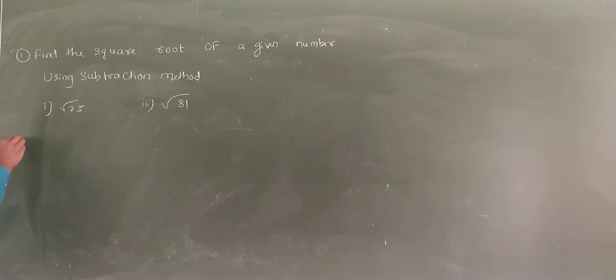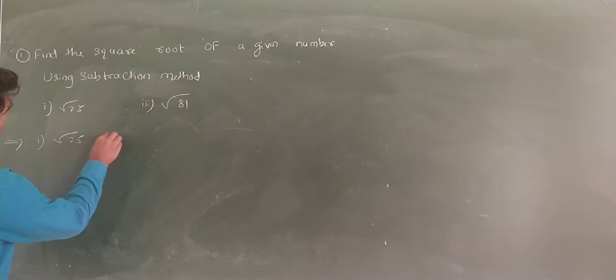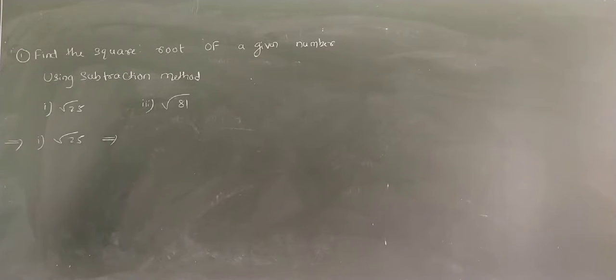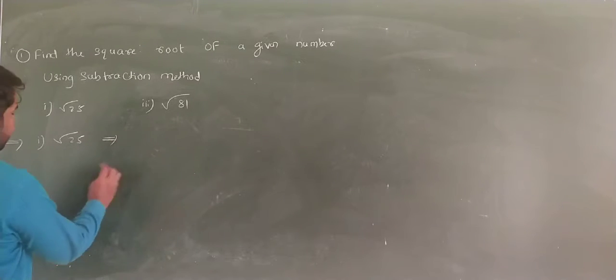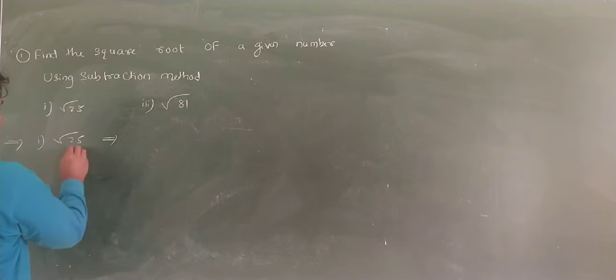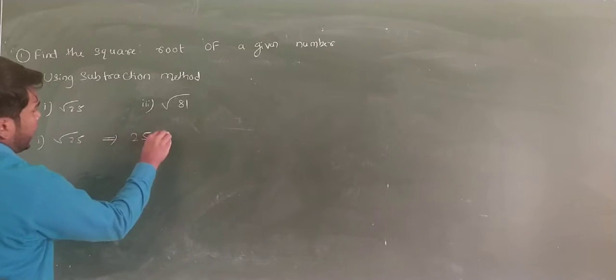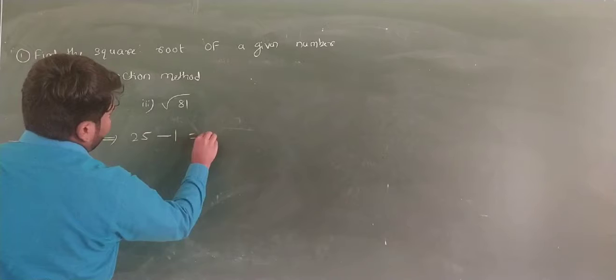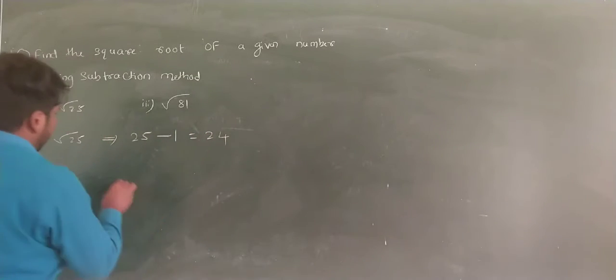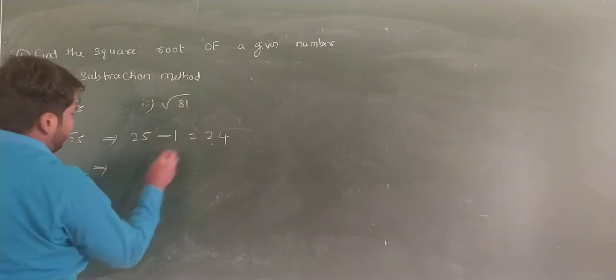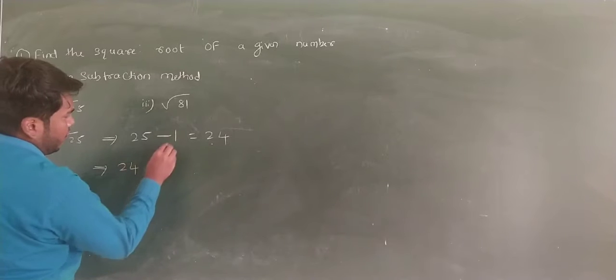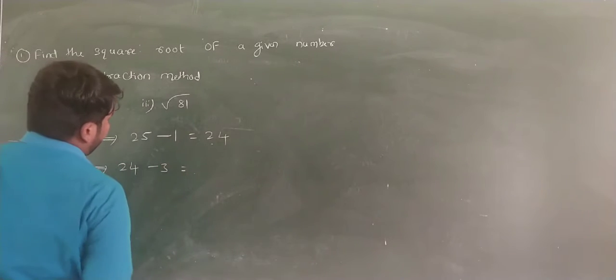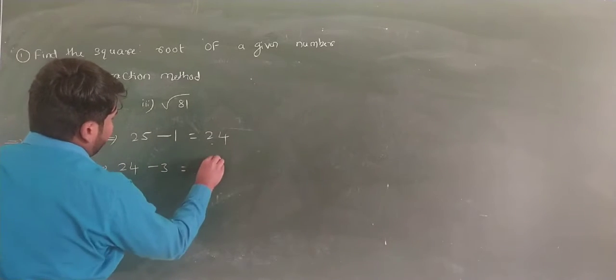See, for the subtraction method the first one is root of 25. So what is the subtraction method? You have to subtract the odd numbers from the number. Here the first number is 25. 25 minus 1 is 24. Next you take this answer, 24. The next odd number is minus 3. So 24 minus 3 is 21.